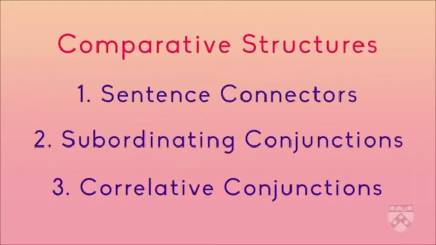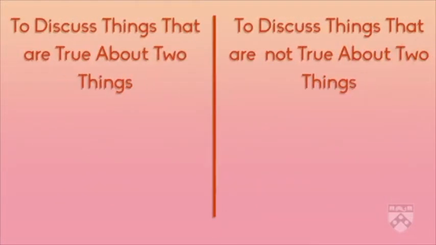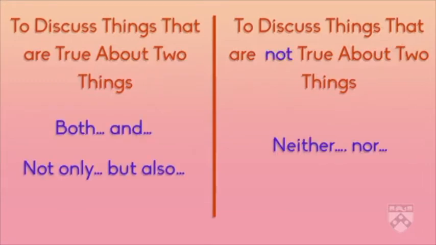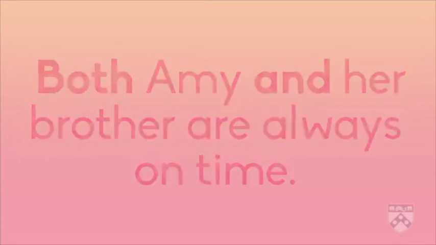The last comparative structure we'll review in this video is correlative conjunctions, which are useful for discussing similarities. Here's an example of correlative conjunctions used to discuss two things that are true. Both Amy and her brother are always on time. The correlative conjunctions in that sentence are both and.